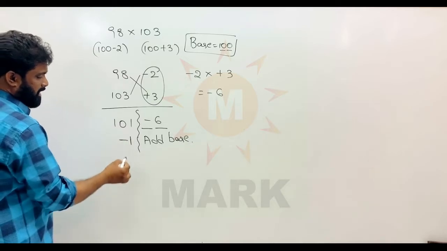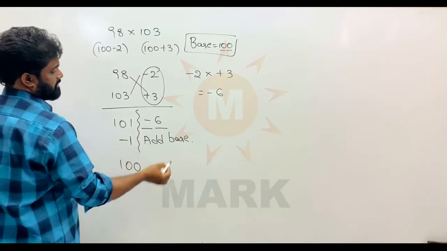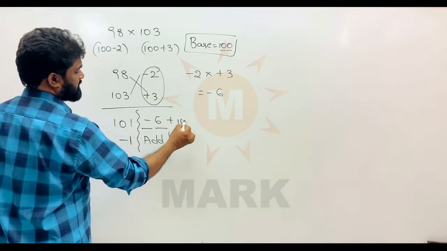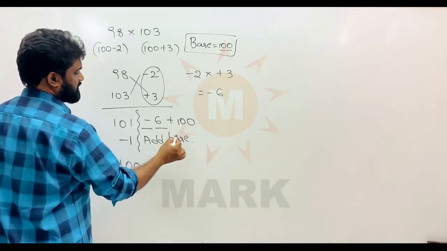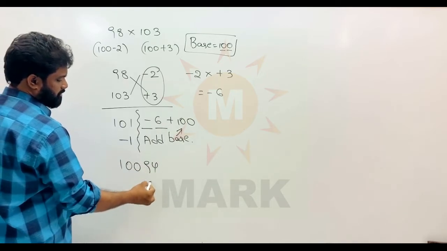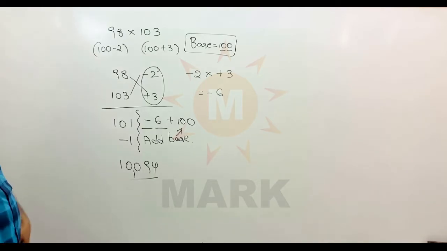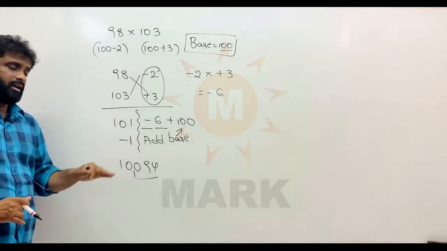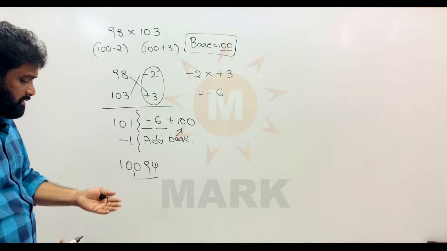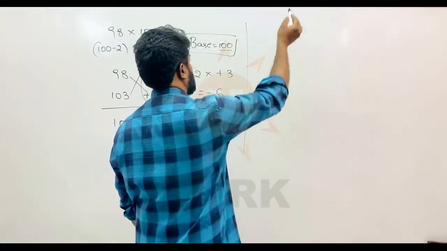What is 101 minus 1? This is 100. So if we add the base to minus 6, what is minus 6 plus 100? It is 94. So 10,094 is your answer. 10,094 is our answer. So similarly, we will take one more number.